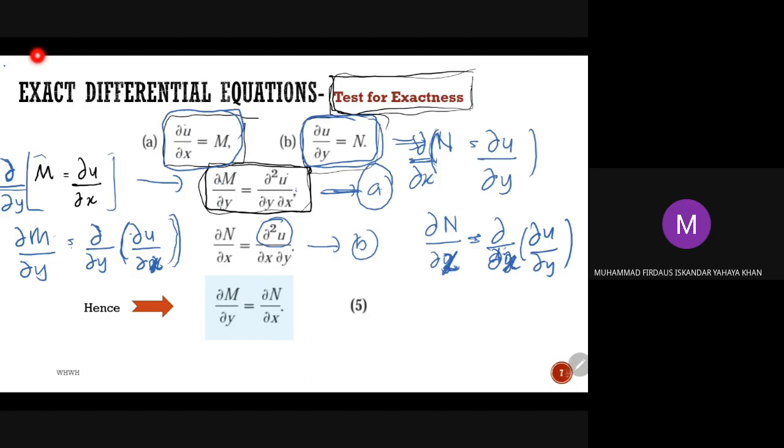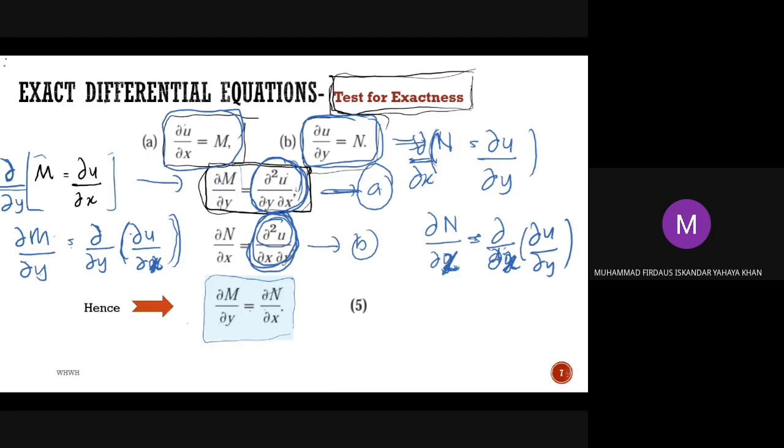And from here, do you see that A and B, on the right hand side, are the same? The right hand side for A and the right hand side for B. Same or not? Yes, same. Then you have successfully proven del M over del Y equals del N over del X. If you prove this is the same, then yes, it satisfies equation 5. It means our full differential equation is exact.